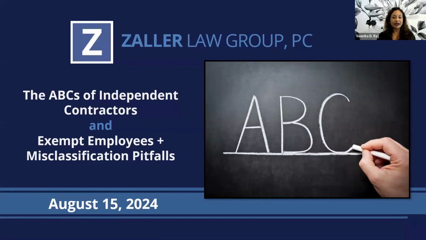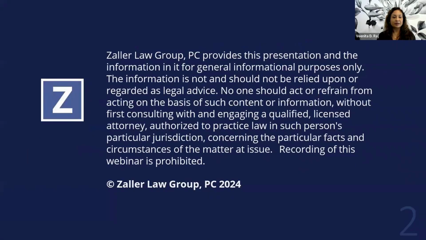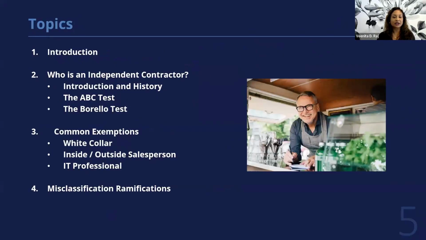We will specifically cover who is an independent contractor, the main tests that are used to determine whether a worker is or is not an independent contractor, which include the ABC test and the multi-factor Borello test. We will cover the common exemptions, which include white-collar exemption, inside, outside sales exemptions, and the IT professional exemption. And finally, we will talk about the ramifications for misclassification, both for workers and most importantly, for employers.